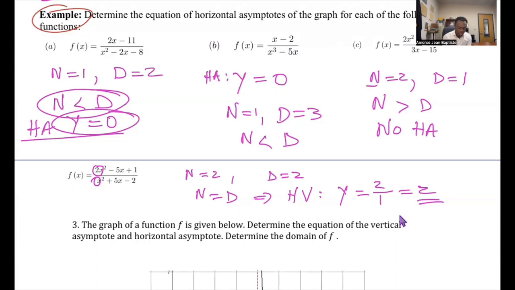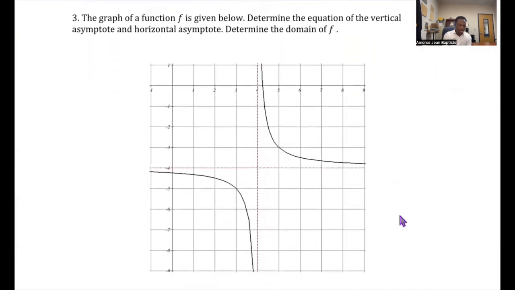If the degree of the numerator is greater than the degree of the denominator, you have no horizontal asymptote. And if you have the same degree, you calculate the ratio of the leading coefficient in the numerator over the leading coefficient in the denominator to get the equation y equals this ratio as your horizontal asymptote. So that's if you get the equation of the function. Now let's see if the graph is given to you.